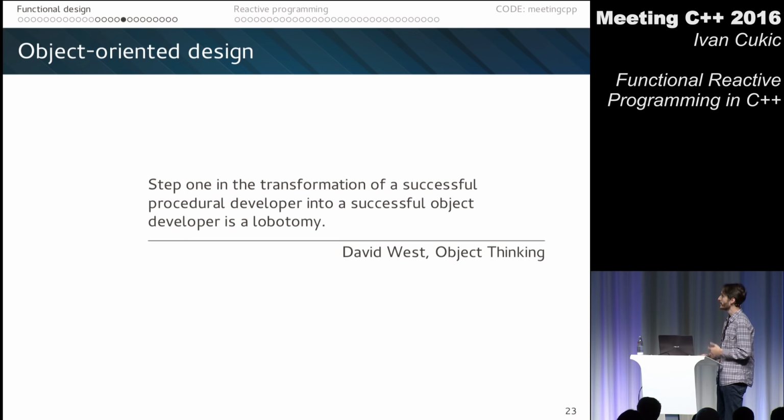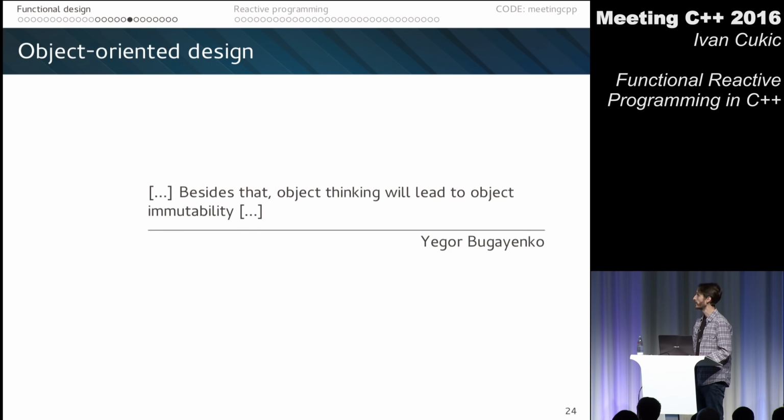And this is inspired by Object Thinking, one of the big books on object-oriented design by David West, and one of the favorite quotes is that the first step, if you want to forget getters, so you don't want to be a procedural developer anymore, you need to have a lobotomy to be able to think in the object style. And again, one of the conclusions from object thinking is that when you start thinking like this, your objects tend to become immutable.